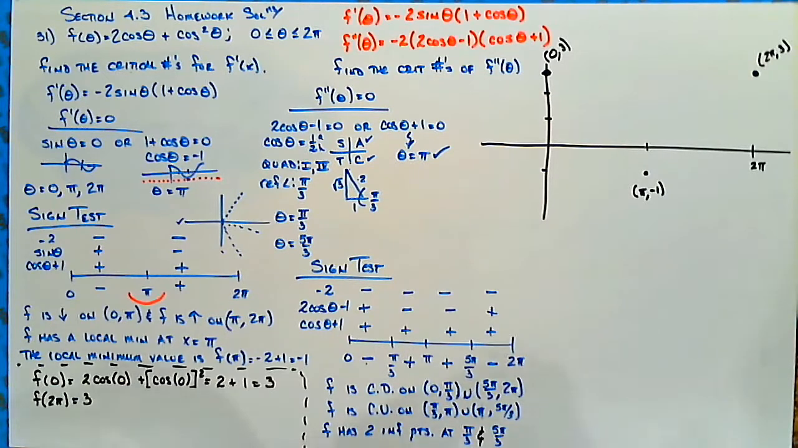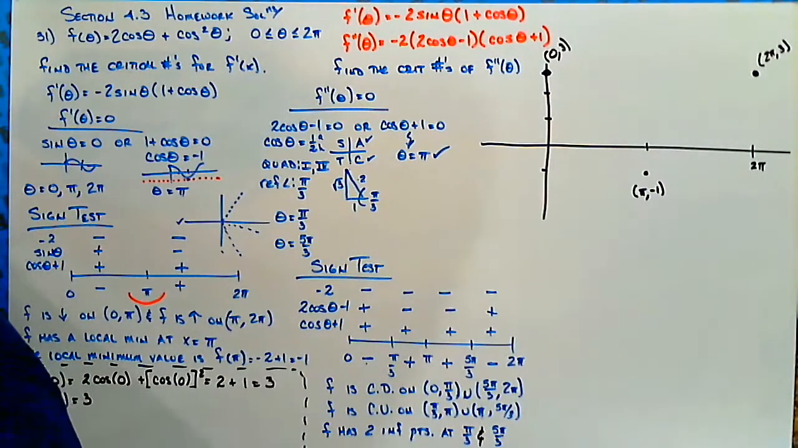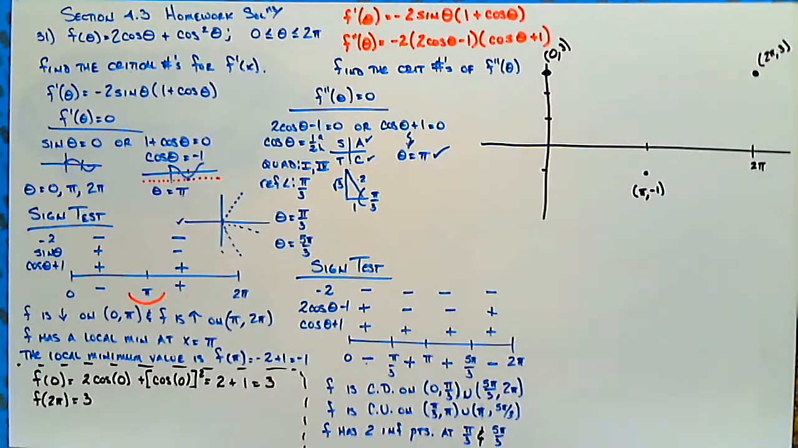Now, what else do we need to plot? Right? We'll change colors. We've got this. We need to plot our inflection points, right? That's what we need to plot. We need to find f of pi over 3, right? F of pi over 3. So we'll come back over here. What's f of pi over 3?